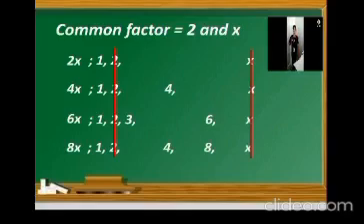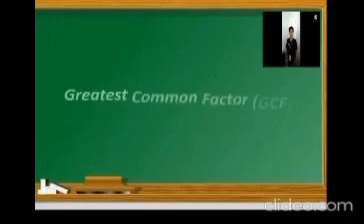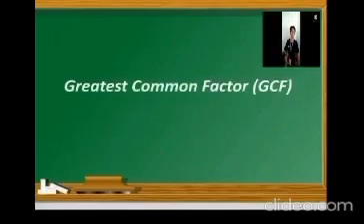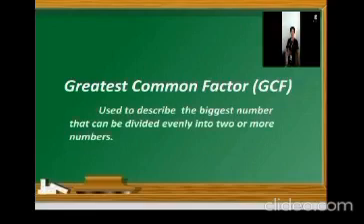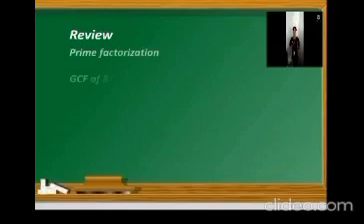the greatest common factor. When we say GCF, or greatest common factor, it is used to describe the biggest number that can be divided evenly into two or more numbers. We can also find the GCF of the numbers by using prime factorization. For example, find the common factor of 8 and 12 using prime factorization.